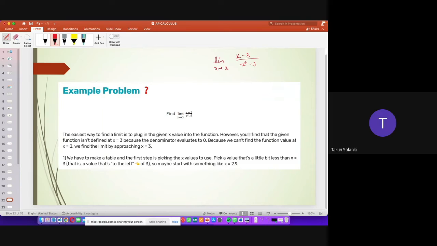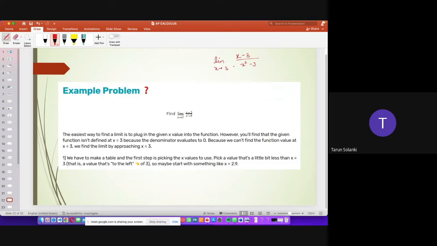Okay, so the easiest way to find the limit is to plug the x value into the given function. So here you'll find that the given function isn't defined at x equals 3, right? When you put 3 here, it becomes 9, so 9 minus 9 becomes 0. The denominator becomes 0, so we can't find the function value at x equals 3. So we will be finding the limit by approaching x equals 3.